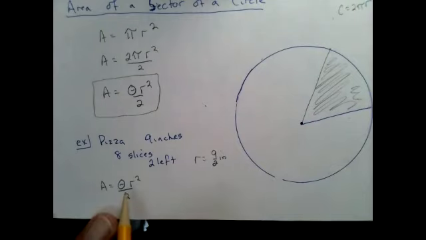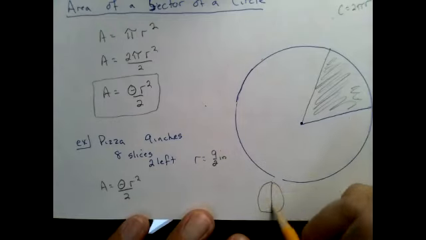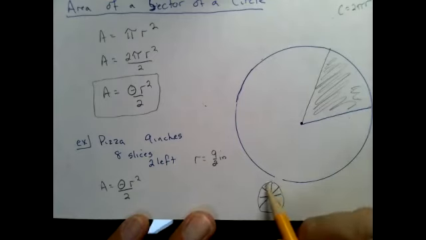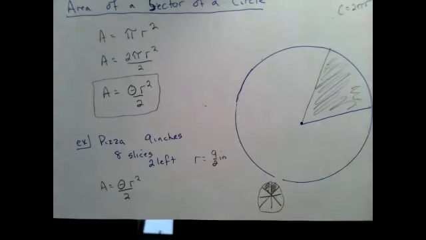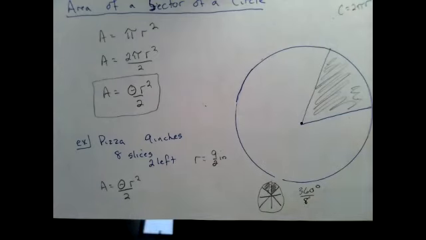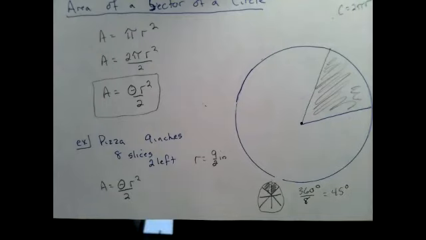Okay, my theta. Let's see, there were 8 slices. I'm going to draw it. There were 8 slices. 6 of them were eaten, and there's only 2 left. Well, 2 out of 8 is the same as 1/4. If I went 360 degrees and divided that by 8, that would be the angle measure of each slice of pizza. So 8 into 360 degrees equals 45 degrees.